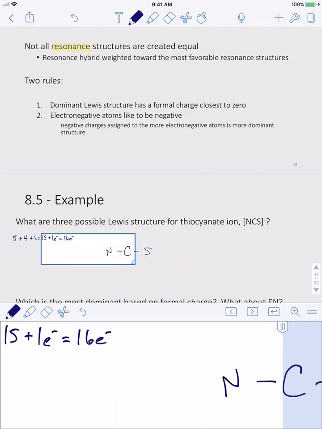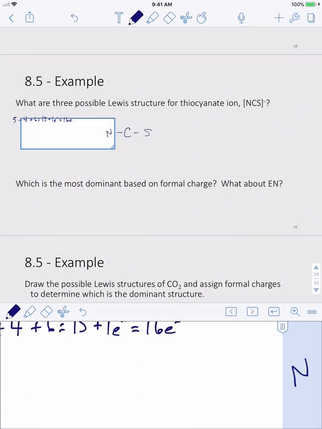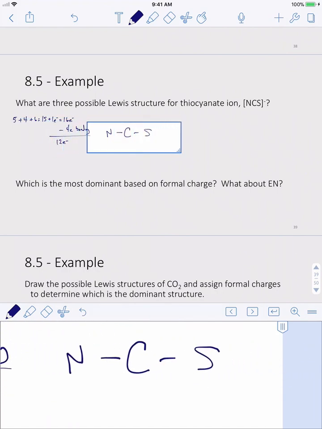Okay, so we had 16 electrons. We're going to subtract out the bonding. So here we had 16 electrons. We're going to subtract out 4 electrons for bonding. So that means we have 12 more electrons to distribute to this molecule.